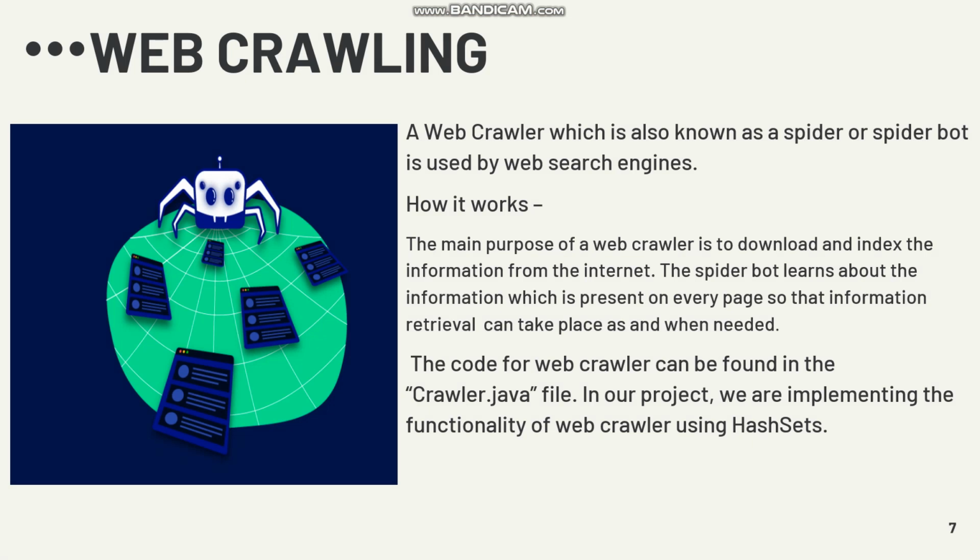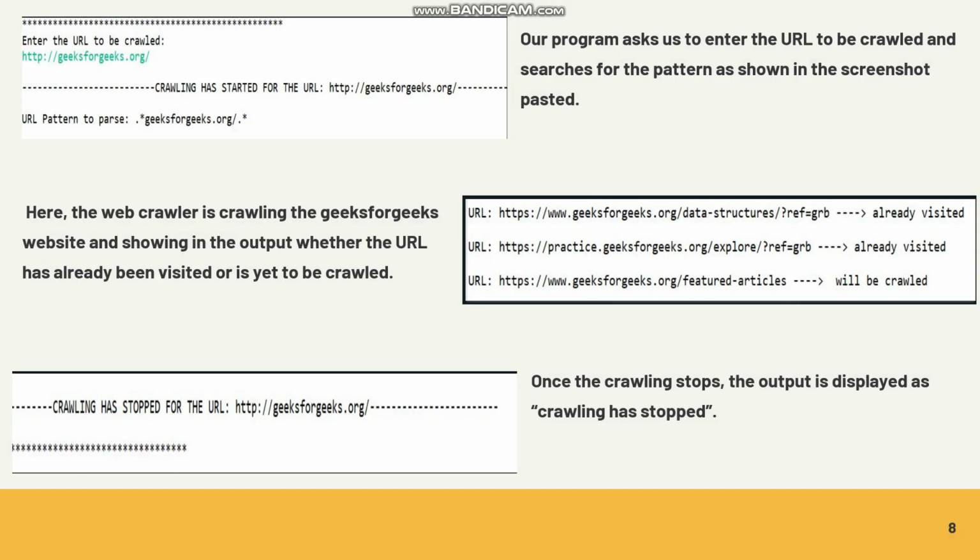In our project, we are implementing the functionality of the web crawler using hash sets. Here, as you can see in the screenshots pasted, our program asks us to enter the URL to be crawled and searches for the pattern as shown. In the second screenshot, as we can see, the web crawler is crawling the GeeksforGeeks website and showing in the output whether the URL has already been visited or is yet to be crawled. In the third screenshot, as we can see, once the crawling stops, the output is displayed as crawling has stopped.